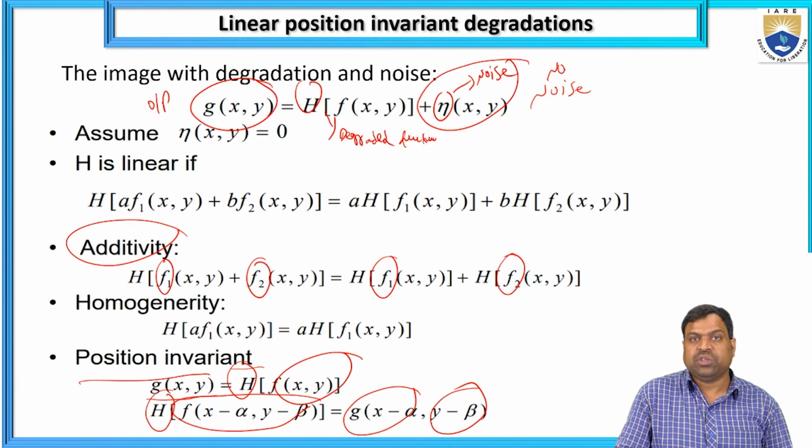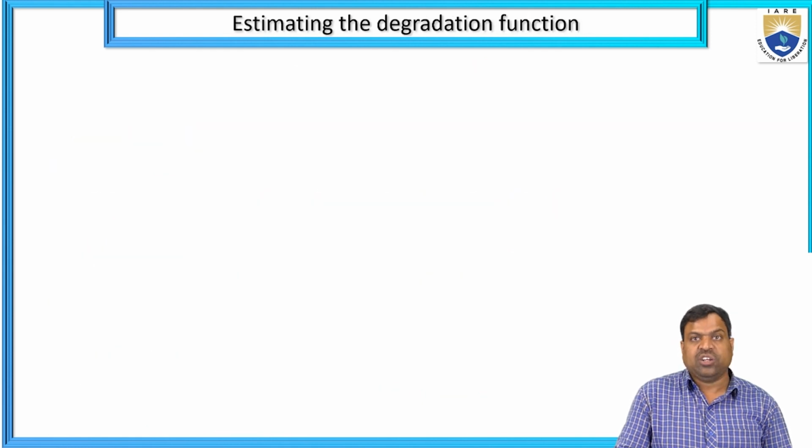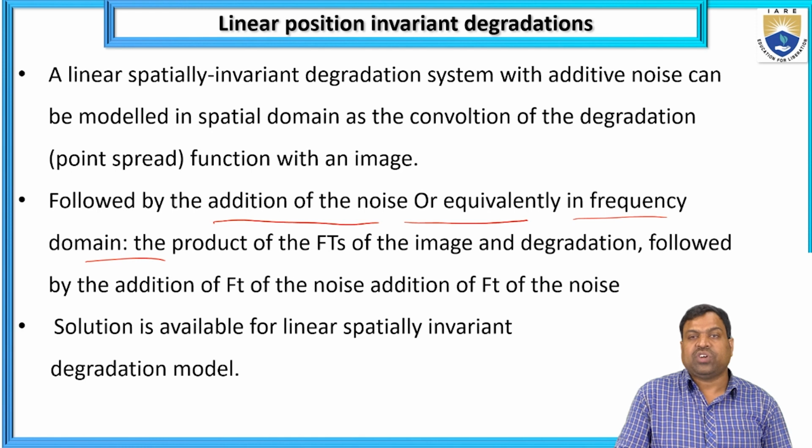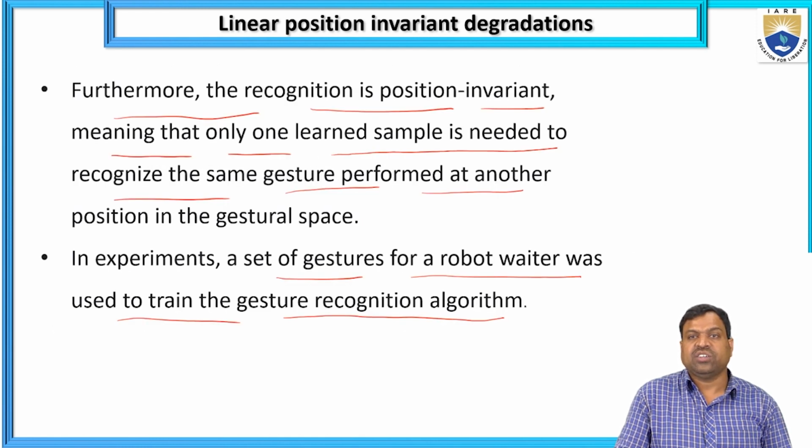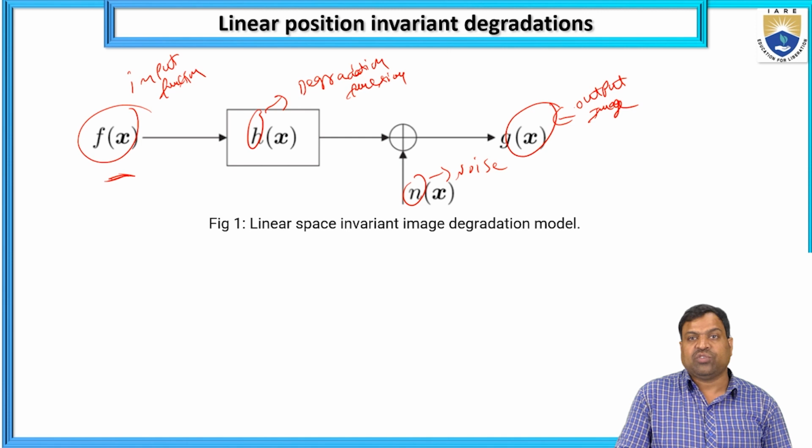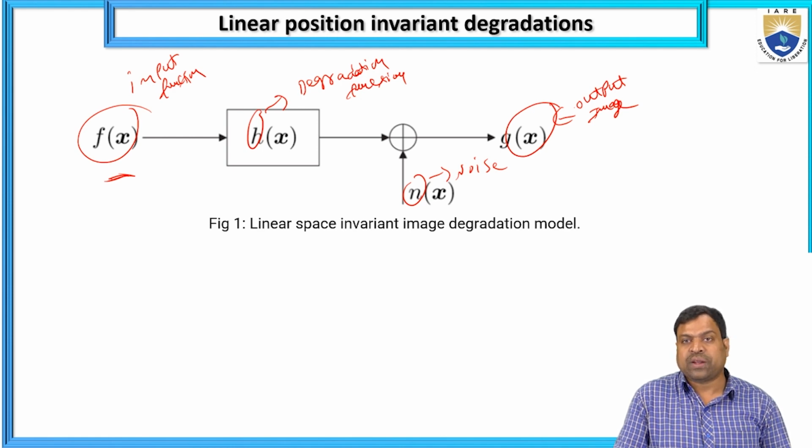These are some examples of degraded images. These are the equations for degradation with additive noise, homogeneity and position invariance. It is an abbreviation for linear position invariant degradation, and position invariant recognition means the symbol is needed to recognize the same gesture performed at another position in the gesture space. The gesture for a robot waiter was used to train the gesture recognition algorithm. So g of x equals h of x with f of x, and nu of x is the noise added to the input function f of x. h of x is the degradation function. The output g of x is noisy. After removing the noise, the image is restored.